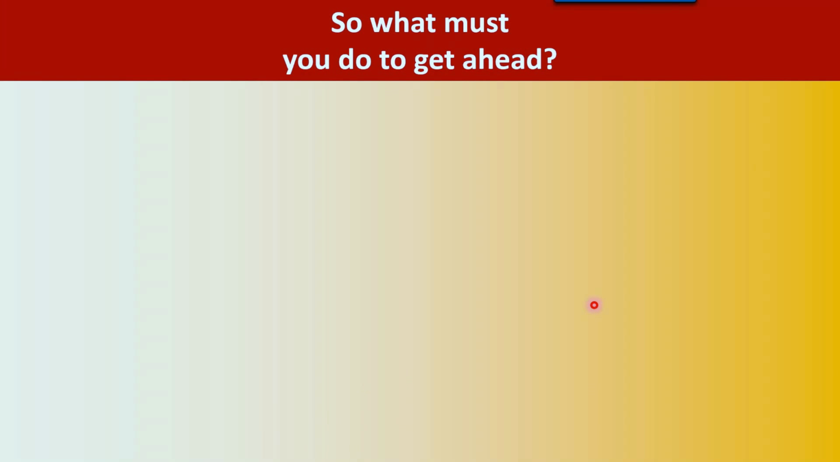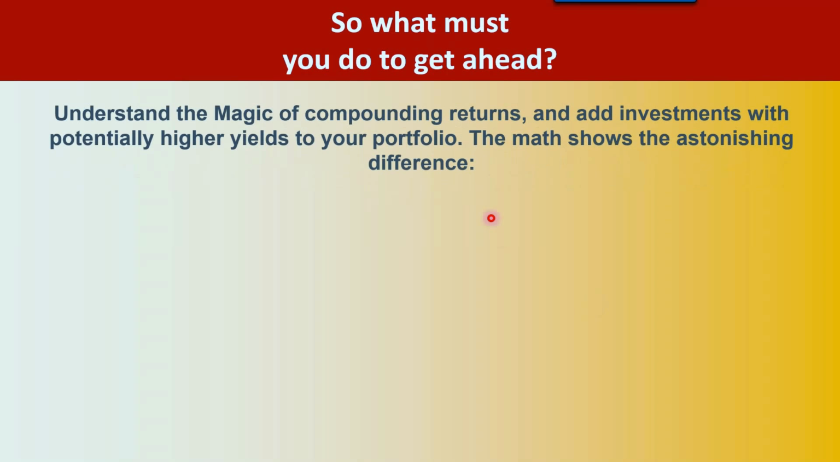So really, what do you need to do to get ahead? Well, number one, you need to understand the magic of compounding. Once your money is invested, keep it invested, reinvest it. And then add investments with potentially higher yields to your portfolio. We'll show you multifamily is one example, but there are others as well.